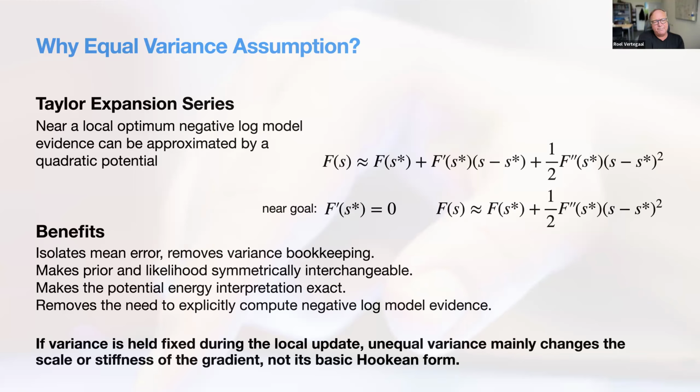What that means is we can isolate mean error. We don't need to do various bookkeeping, which is tedious, and it makes the prior and likelihood symmetrically interchangeable. It also makes the potential energy interpretation exact, which is really nice. And then finally, it removes the need to explicitly compute the negative log model evidence, that I've said before. So if variance is held fixed during the local update, unequal variance mainly changes the scale or stiffness of the gradient, not its basic Hookean form, okay? So this means we can still express things like attention or precision of a prior, but we do it before the task executes.